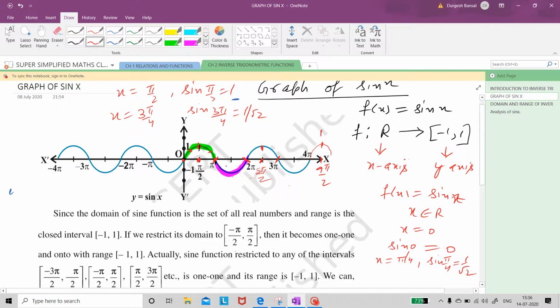Similarly, if you take this point, which is 3 pi by 2, at this point the value of the sine curve is minus 1. And if you take this point, which is 7 pi by 2, at this point the value of the sine curve is minus 1. So let us list all these values.